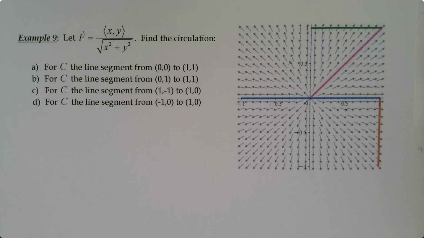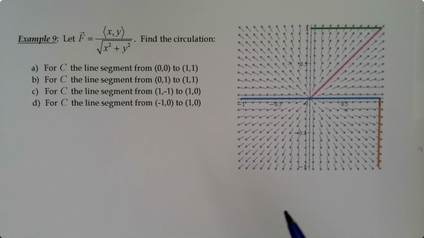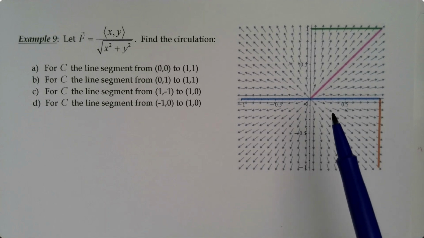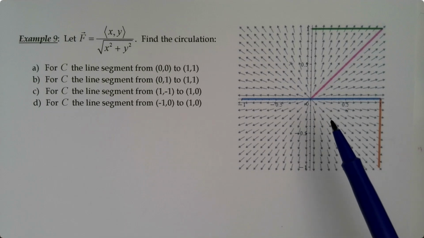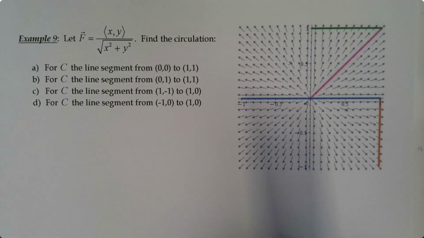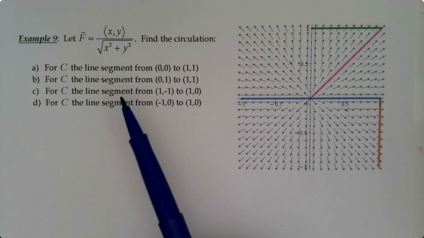In the last video, we saw how the circulation depended on the vector field. So we had the same curve, but two different vector fields. But in this example, we want to see how the circulation changes for the same vector field, but different curves, or in this case, line segments.